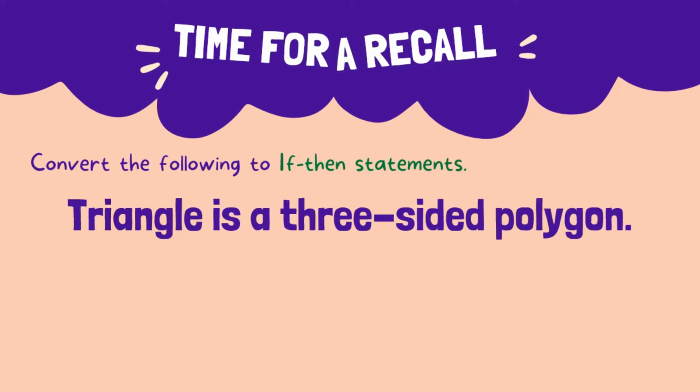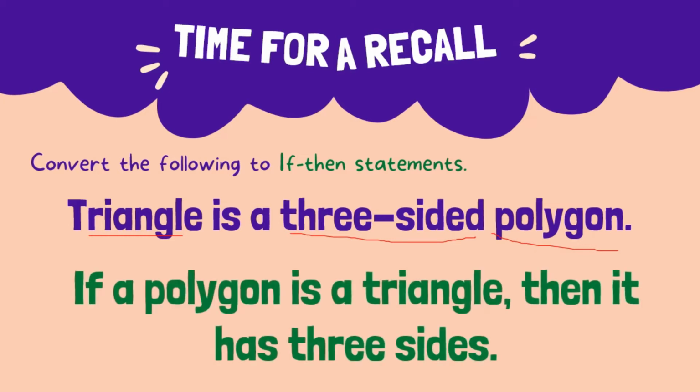We have "A triangle is a three-sided polygon." A triangle is a polygon, but it's a three-sided polygon. So how do we convert it? We just have to write: if a polygon is a triangle, then it has three sides. The hypothesis would be "a polygon is a triangle," and then the conclusion is "it has three sides."